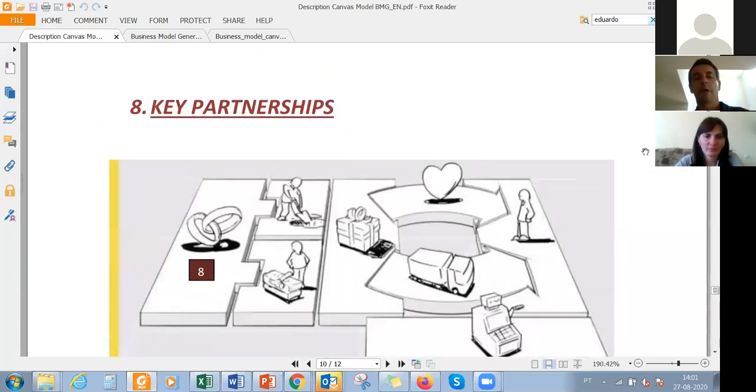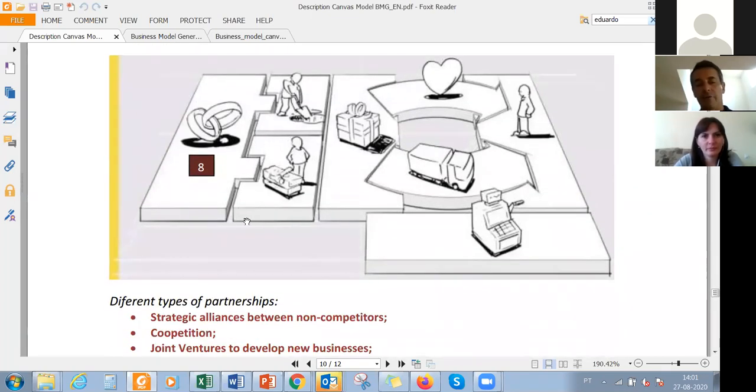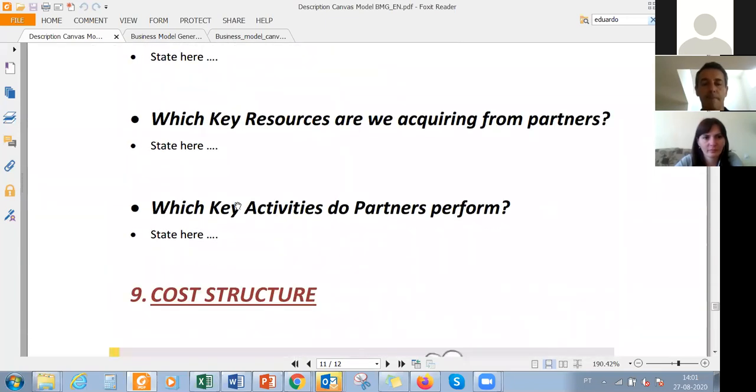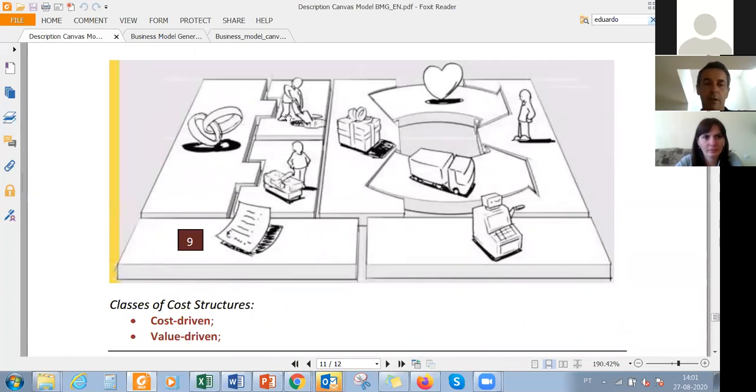Finally we can have key partnerships, which are external partners that could be relevant for our business model. Not every supplier is a key partner, so maybe one or another supplier can be a key partner, but we can have key partners for other reasons. And there's a cost structure: the costs of the activities going on, resources that we have to hire or buy, and maintaining key partners.